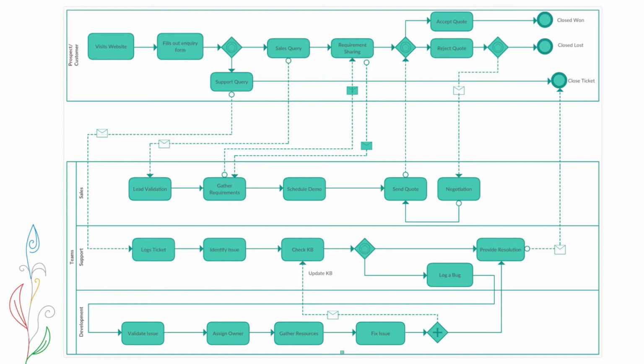But if you move on to the sales one, the salesperson moves on with the lead validation. He gathers requirements, schedules a demo, and sends a quote. And during the quote, if there is a negotiation happening, it is either closed won or closed lost. If they accept it, it becomes closed won, and if not, it is closed lost.